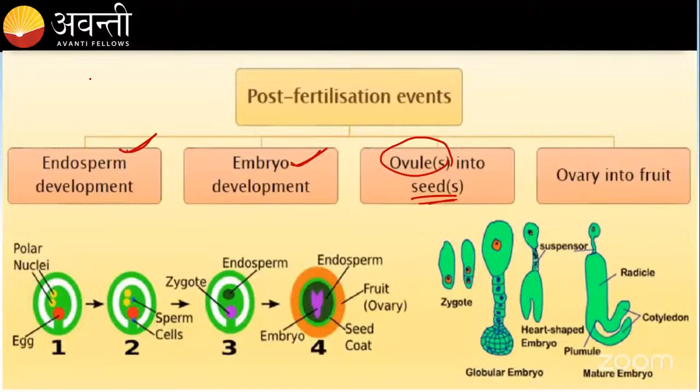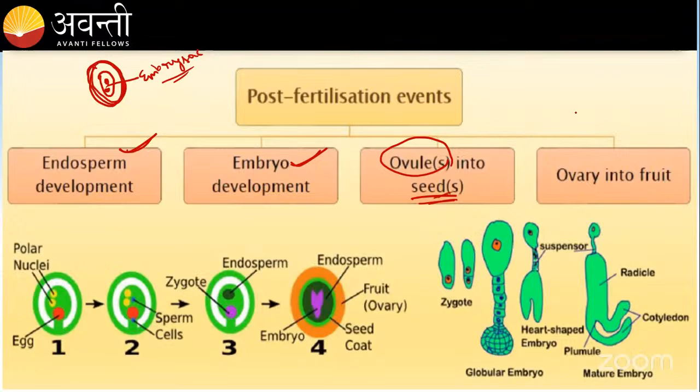Ovule, you all know that inside the ovule the embryo sac is there, right? Here the egg is fused and the endosperm is forming. This is going to form the embryo, and outside that there is the ovule. That ovule is going to form the seed.